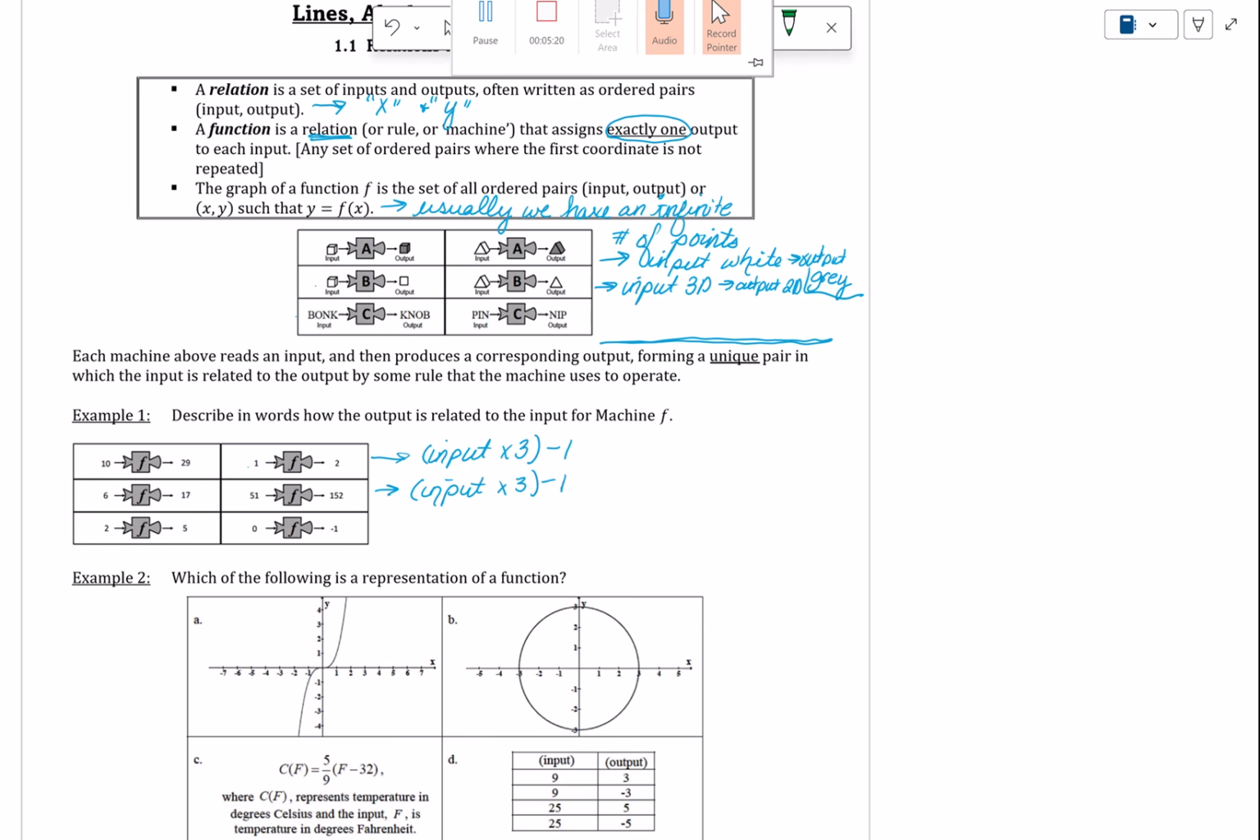The function is for your output, that equals 3 times the input minus 1. And those aren't always super easy to see right off the bat.